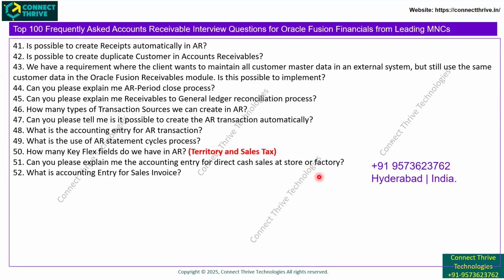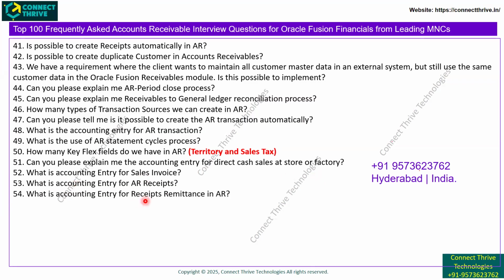What is the accounting entry for sales invoice? It's the same only. Receivable to revenue it will come. Confirmed cash to liability it will come for AR receipts. So what is the accounting for AR receipts? I'll do a few more videos for this. Same for remittance. What is the accounting entry for remittance?